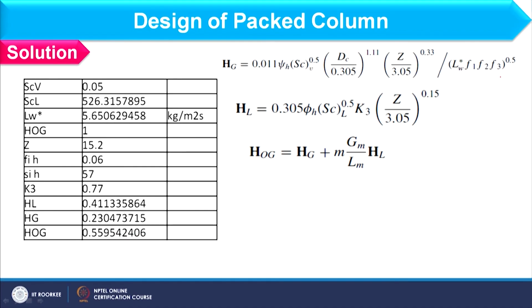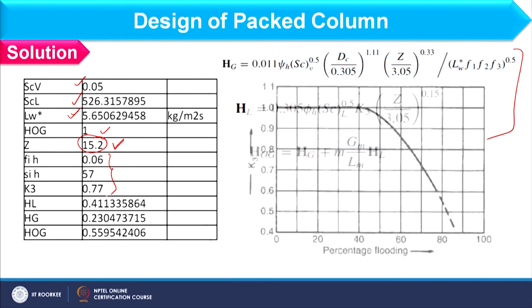So, here I have the equations for Cornell's method. Schmidt number for vapor and liquid conditions we can calculate as we have discussed in the previous example. LW star we can find because mass flow rate of liquid is given to us. Initially I am assuming HOG value as 1, NOG we can obtain as 15.2. So, Z value should be 15.2 only. These are the phi, psi and K3 values from these graphs.